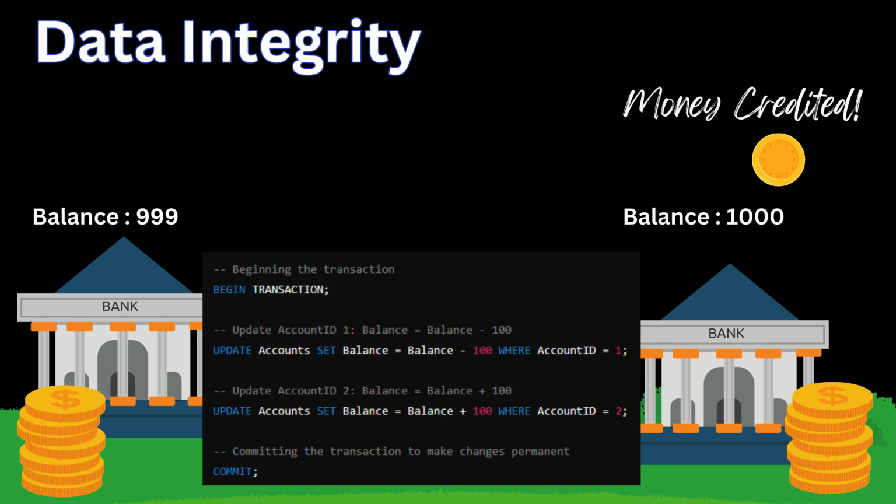Begin transaction. Update account set balance equals balance minus 100 where account ID equals 1. Update account set balance equals balance plus 100 where account ID equals 2. Commit.